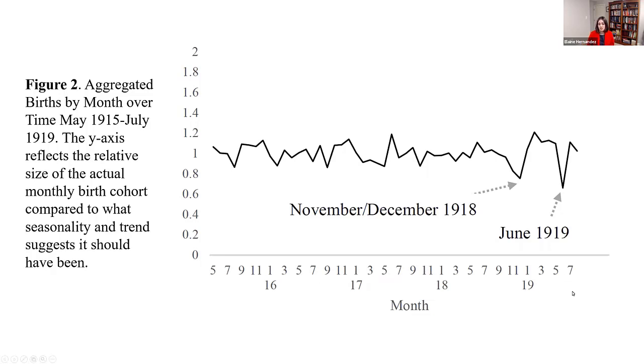The y-axis reflects the relative size of the actual monthly birth cohort compared to what seasonality trends suggest it should have been. So you can see that there is just natural variation in what we would expect for births. And then right around November, December of 1918, and then June 1919, we see this decline in births. This has been observed elsewhere, in the medical, economics, and demography literature, and is termed a birth trough, where the births are declining significantly. We do find evidence of culling in both of these periods, but in particular this June period, which corresponds to individuals who were conceived right around September 1918. And so we're going to see this decline here, or later.